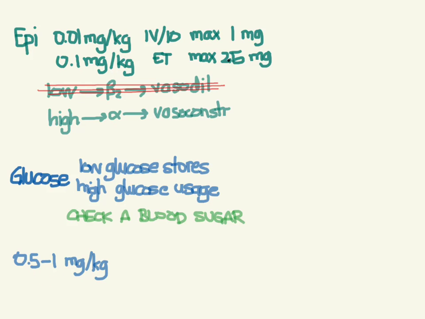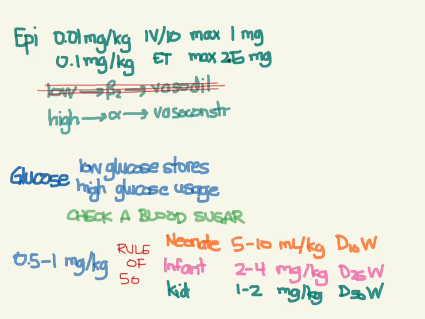But the trick is that glucose comes in so many different solutions. It comes in D5, D25, D10. So how do you know what to give? Now this is where you remember the rules of 50. What that rule says is you have to look at the 3 different categories: neonates, infants and children, and kid really means like adolescents. So you want to give the neonate 5 to 10 mLs per kg of D10W. Now look, 10 times 5 equals 50.